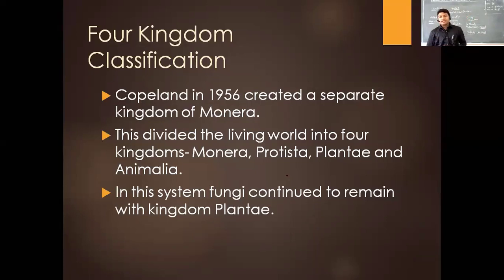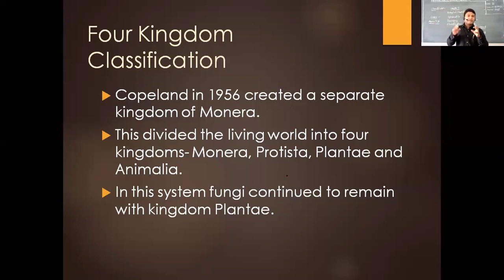So the four kingdom classification came into existence with the introduction of a new kingdom, that is kingdom Monera, by Copeland in 1956. He said that the bacteria should be separated from the remaining organisms and placed in a separate group. That group was named the kingdom Monera. But again, we now have four kingdoms: Monera, Protista, Plantae, Animalia. But fungi, which is quite different, which does not share similarities with the plants or the animals, are still placed under kingdom Plantae.